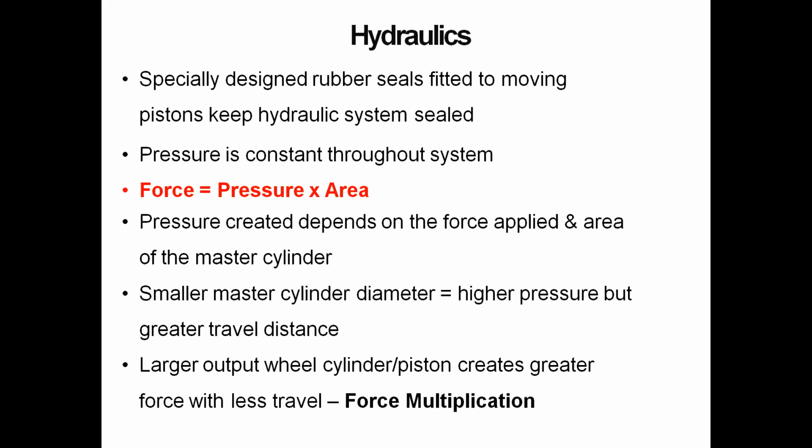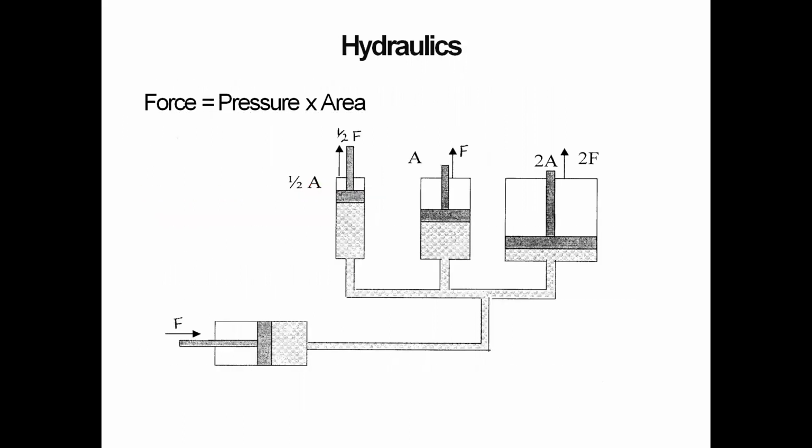A smaller master cylinder diameter gives higher pressure but greater travel distance. If you take a small diameter master cylinder, you get high pressure but greater travel distance. A larger output wheel cylinder or piston creates greater force with less travel. So these are the conditions of the hydraulics. You can see how the force is calculated through this hydraulic braking system.